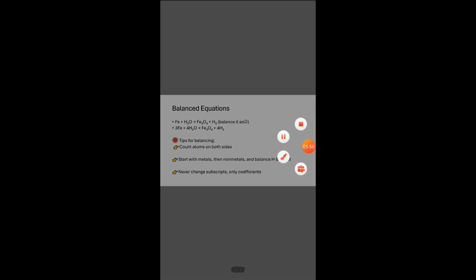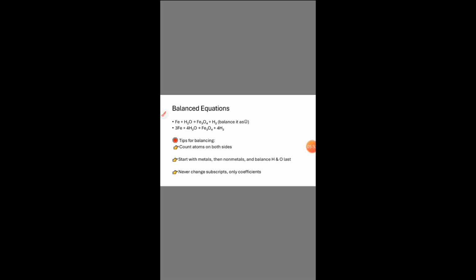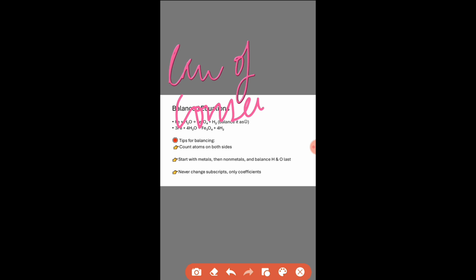Balanced equation. So what is a balanced equation? Let's talk about the balanced chemical equation. A balanced chemical equation follows only one rule, that is the law of conservation of mass. What does it say? Mass can neither be created nor be destroyed. This is the classic law of the balanced equation.